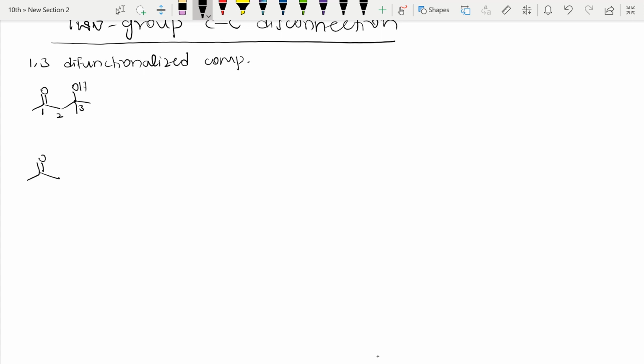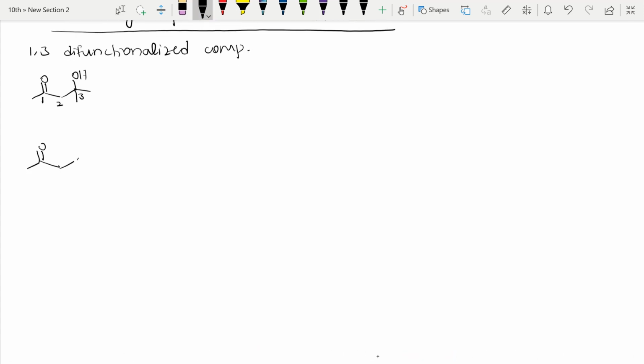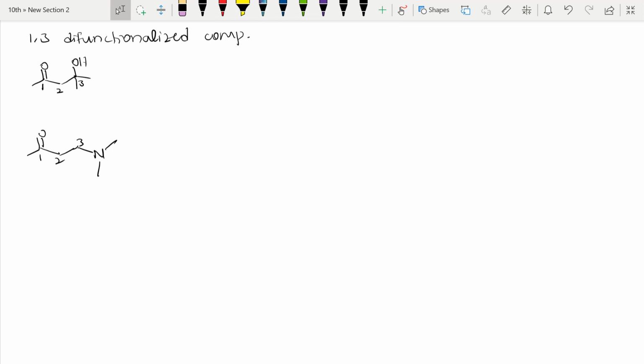For example, I will show here. Let me take this example, a tertiary one, like this. So this example we have seen here. This is also 1, 2, 3. For this, I have told how we will disconnect. The heteroatom will be there, and the carbon-heteroatom bond will be disconnected. Why will we disconnect like this?